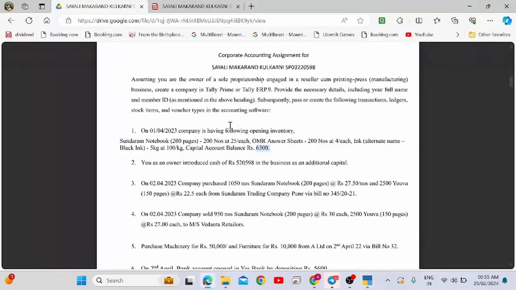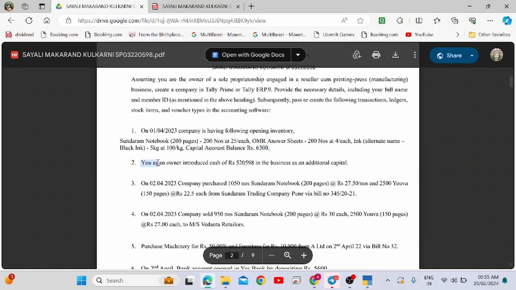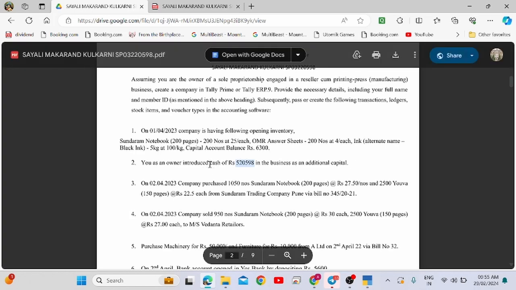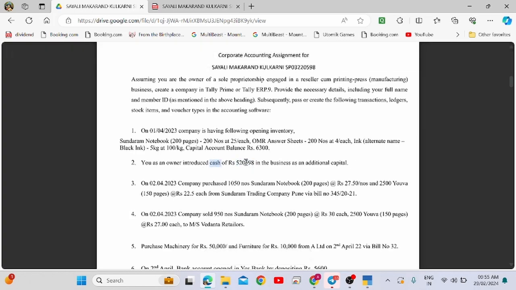Now after this we have the second question. You are the owner, introduce this much capital in the business, correct? In the cash you have introduced, that means for the business this is a receipt. You have got the cash, you are the business, you are not the proprietor. We are passing entries for the business, not for the proprietor, correct? Therefore for business this is a receipt.